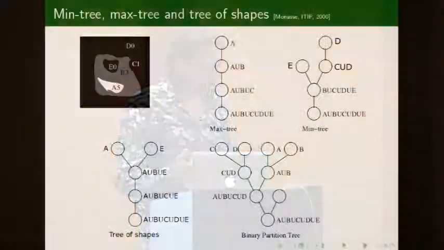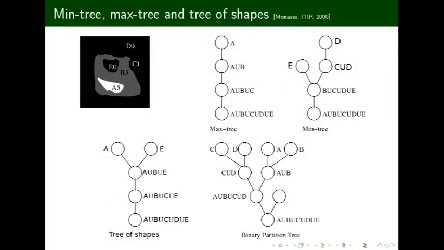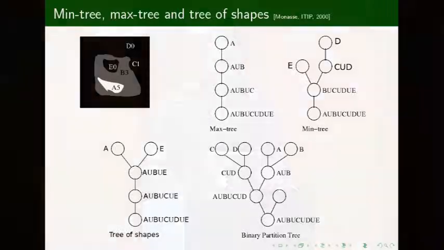Okay, there are plenty of trees that we can build from the image. We've just seen the max tree. On this example here, the max tree is very simple, just a straight line. But the tree of the minima is a bit more complicated. You have two minima, D and E, in black at altitude 0. And okay, one root.